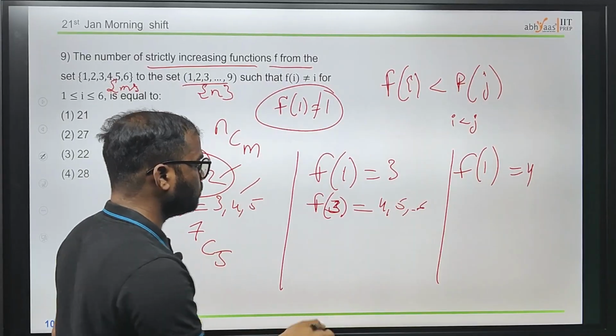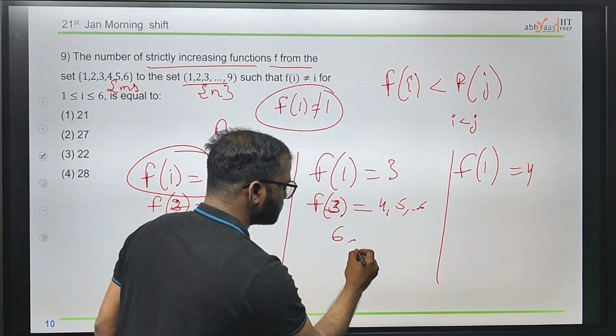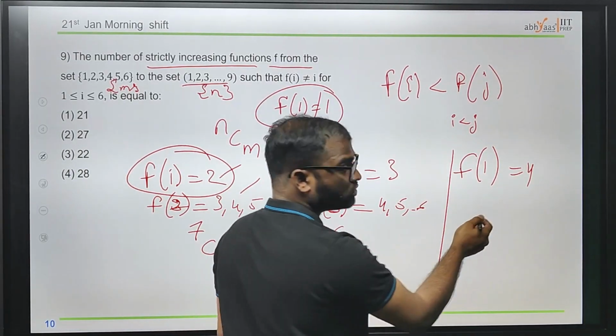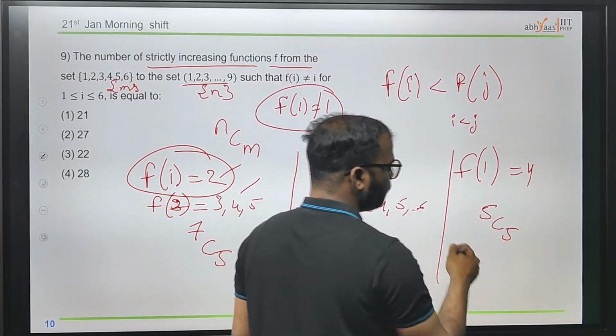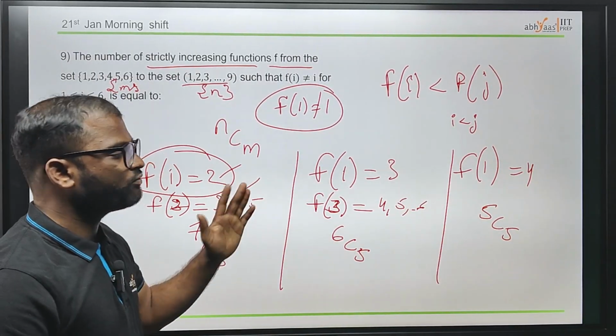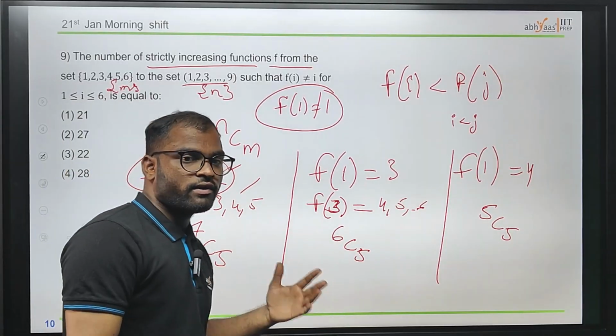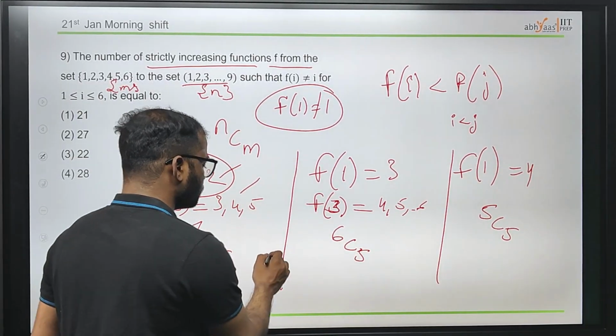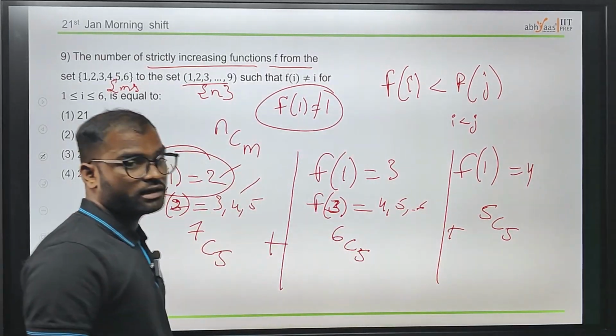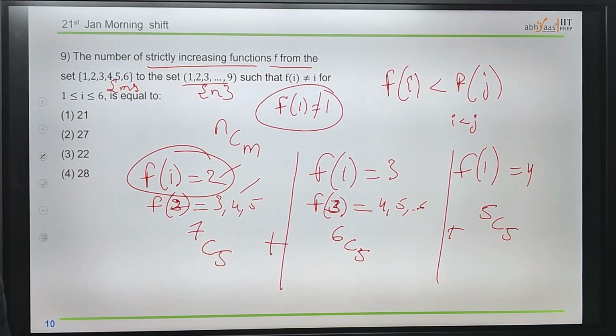I hope you understood. Now if you see here, we have 6C5. Now if it goes to here, we will get 5C5. Now if we go further, it will get 5C4, which is not a defined function. I'll just add these values, and we will get the number of strictly increasing functions. This is the thing they ask.